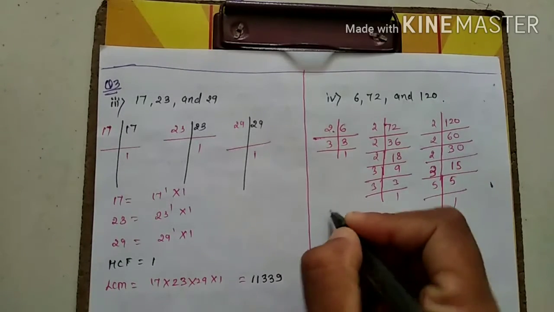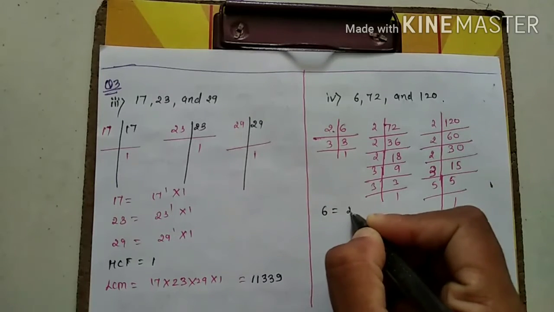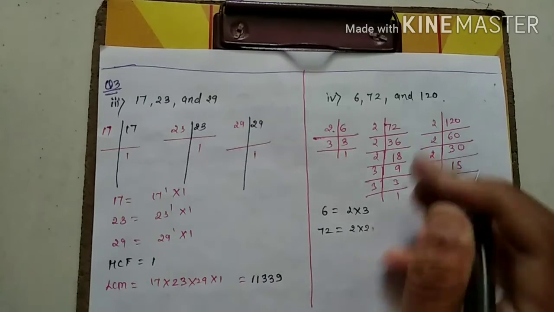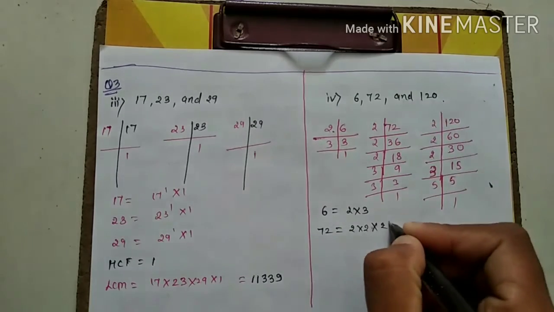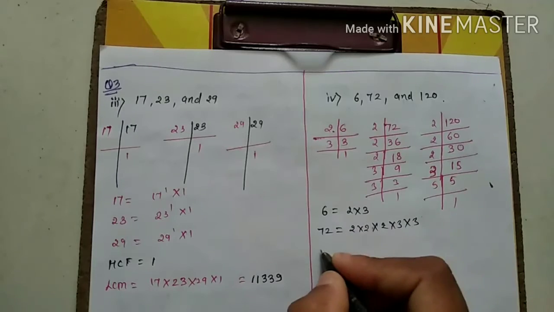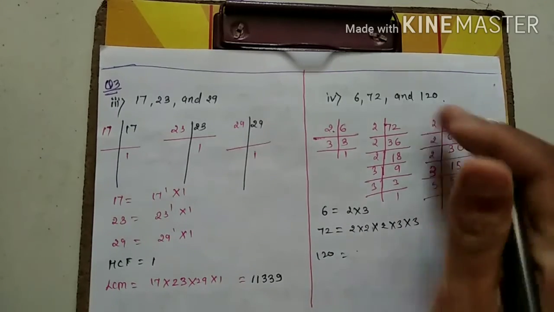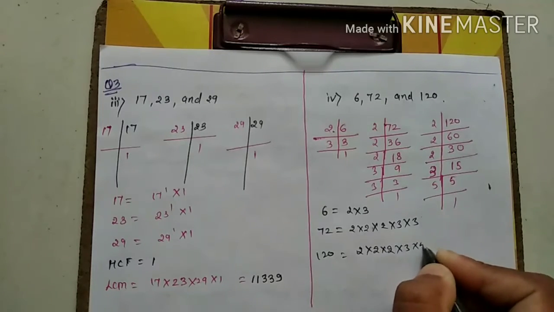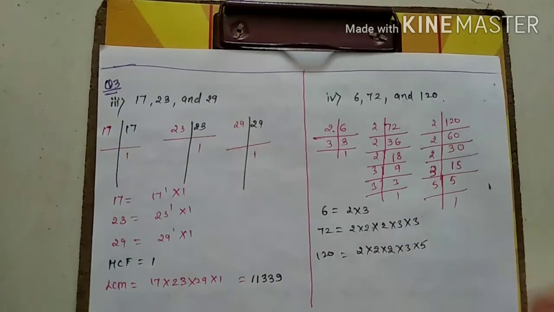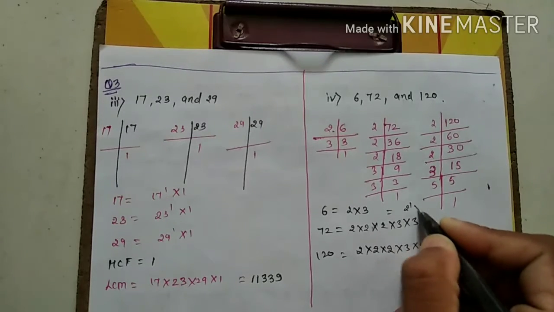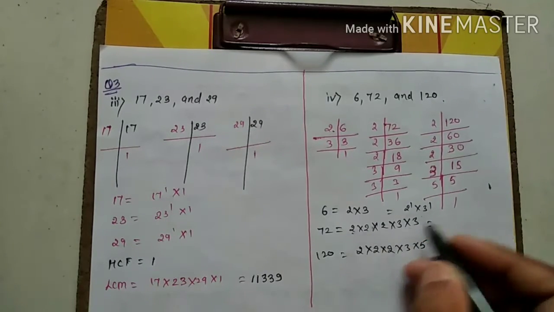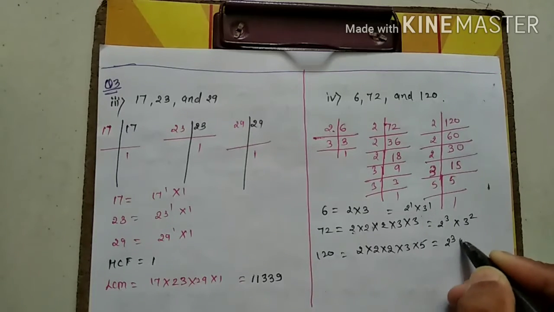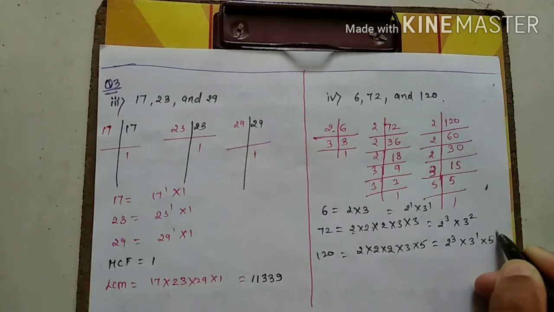Now check my LCM and HCF. First write these factors in a queue. Correct. 72's factor is 2 into 2 into 2, 3 into 3, that is three 2's and two 3's. After that 120: three 2's, one 3 and one 5. Now you can write the power way. Yes, 2 the power 1, 3 the power 1. Then 2 the power 3 into 3 the power 2. Then 2 the power 3 into 3 the power 1 into 5 the power 1.